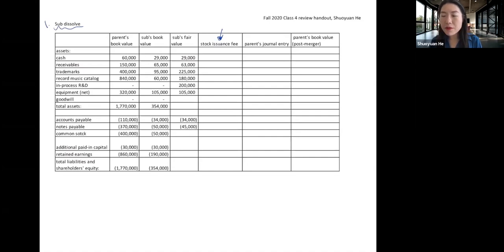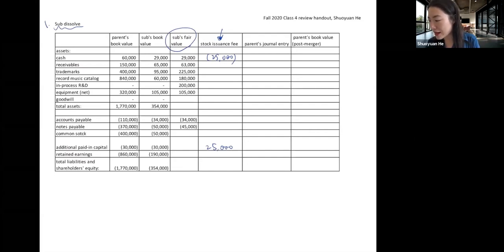Specifically, the firm paid a 25,000 registration fee so that cash decreases by 25,000. And then it is recorded as a decrease in additional paid-in capital. So additional paid-in capital, the balance is on the credit side. In order to decrease it, we debit additional paid-in capital, 25,000. And then the parent's journal entry. So the parent basically moves all of the subsidiary's assets and liabilities at their fair value to its own book.